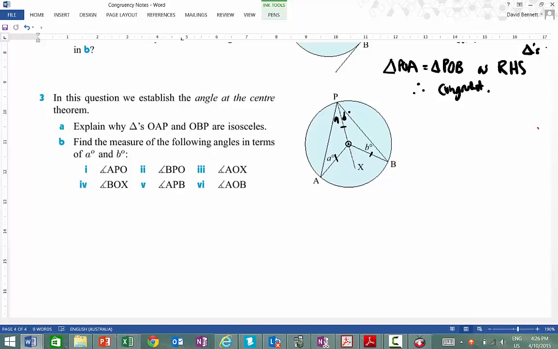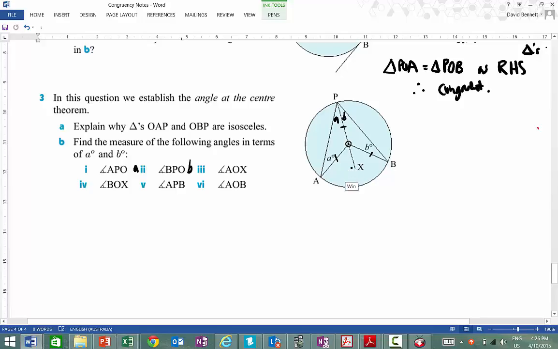Let's go down to part B. Find the measure of the following angles in terms of A and B. So the first one, APO, is going to be equal to A. BPO is going to be equal to B.